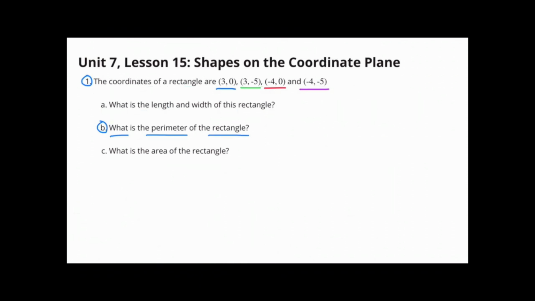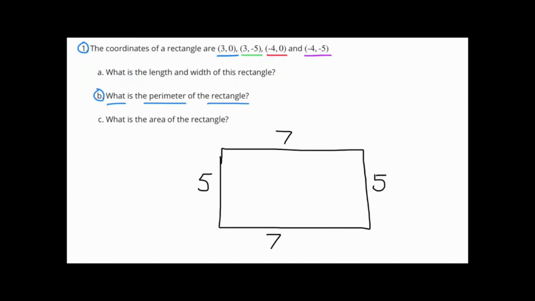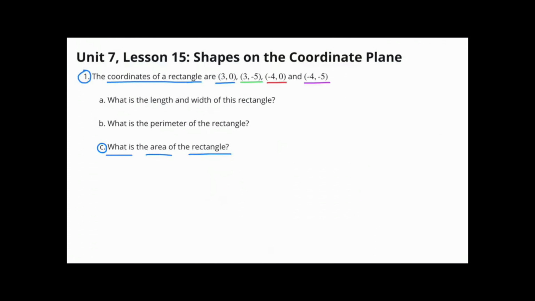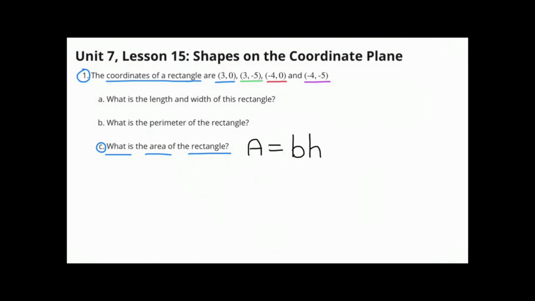B. What is the perimeter of the rectangle? With the length being 7 and the width being 5, we just add up the lengths and the widths. So 7 plus 7 plus 5 plus 5. The perimeter of the rectangle is 24 units. C. What is the area of the rectangle? The formula for finding the area of a rectangle is base times height.